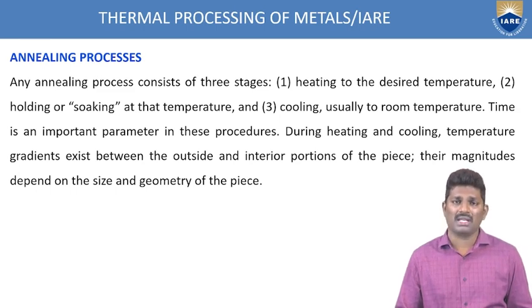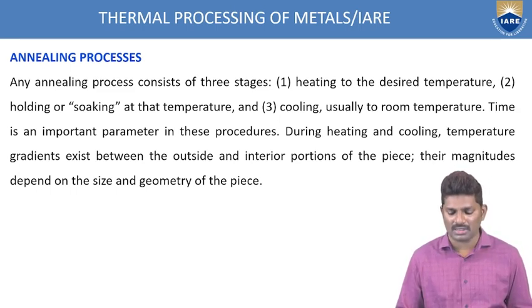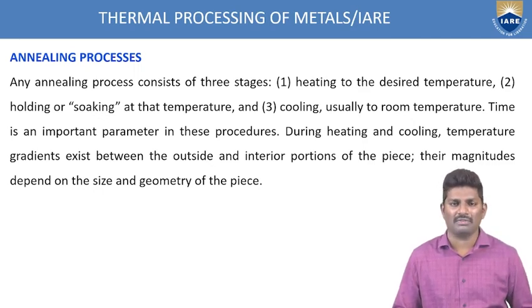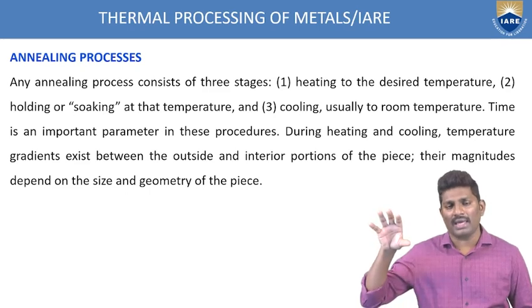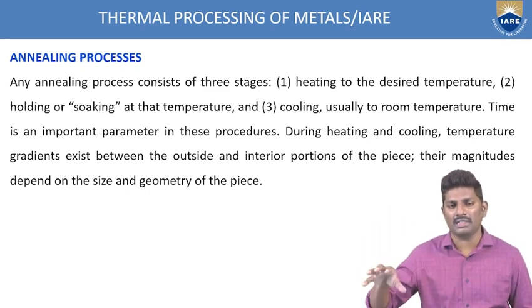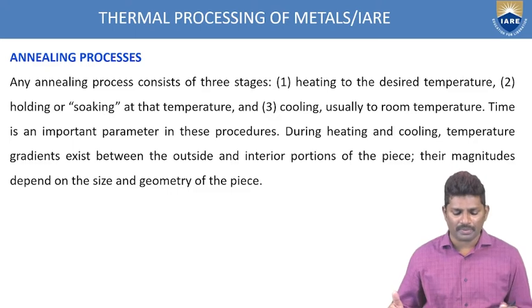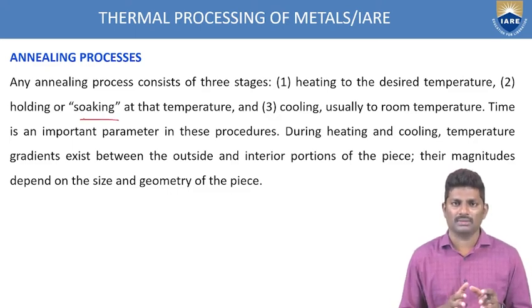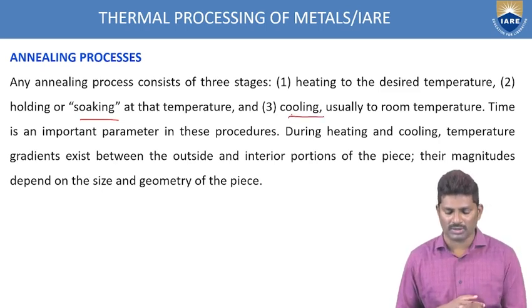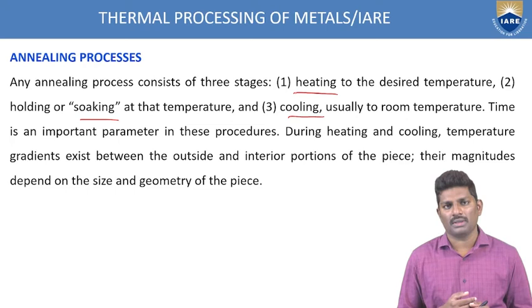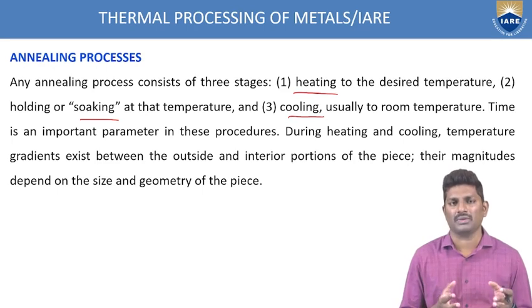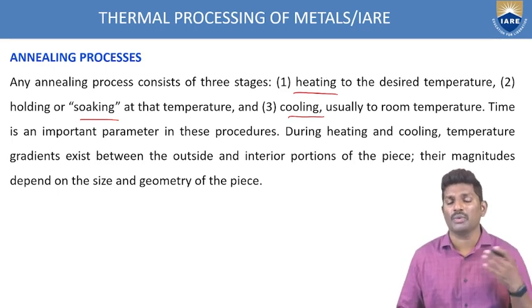And what are the three stages involved in annealing? The first process is heating to the desired temperature. Different materials will have different melting points, so we have to heat to the desired temperature first. Then what you have to do? We have to soak the material after heating, and then you have to do the cooling process. So these three stages you have to do. The first one is heating to the desired temperature, the second one is soaking, and the third one is cooling. So these are the three stages in the annealing process to enhance the mechanical properties.